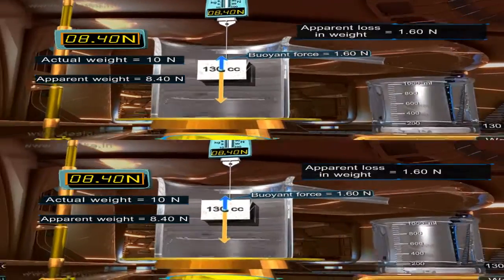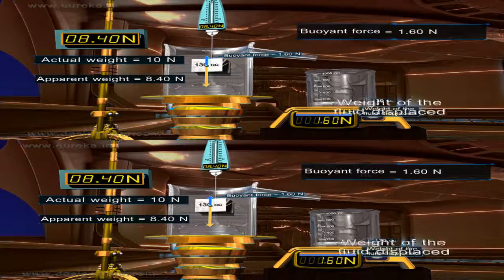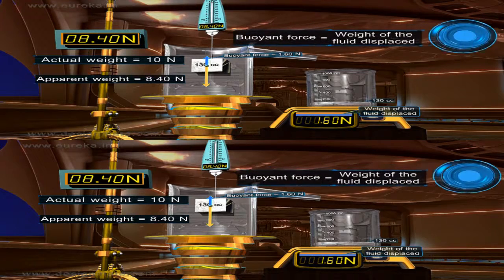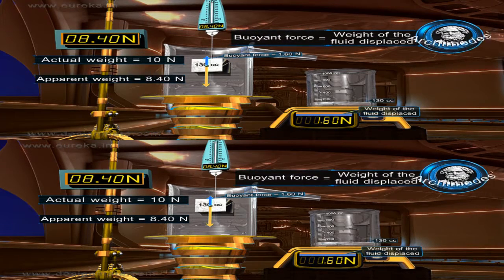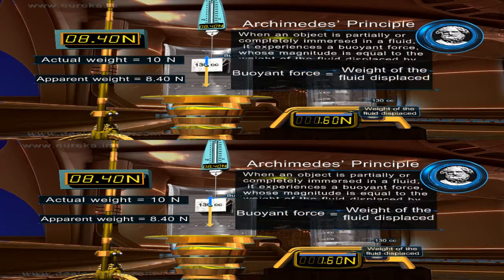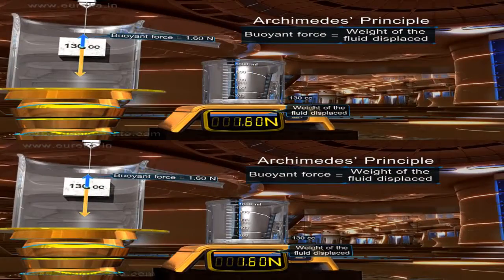Isn't it interesting that in this case too, the buoyant force is equal to the weight of the fluid displaced? This relation was discovered by Archimedes and is called Archimedes' principle. It states that when an object is partially or completely immersed in a fluid, it experiences a buoyant force whose magnitude is equal to the weight of the fluid displaced by the immersed part of the object.